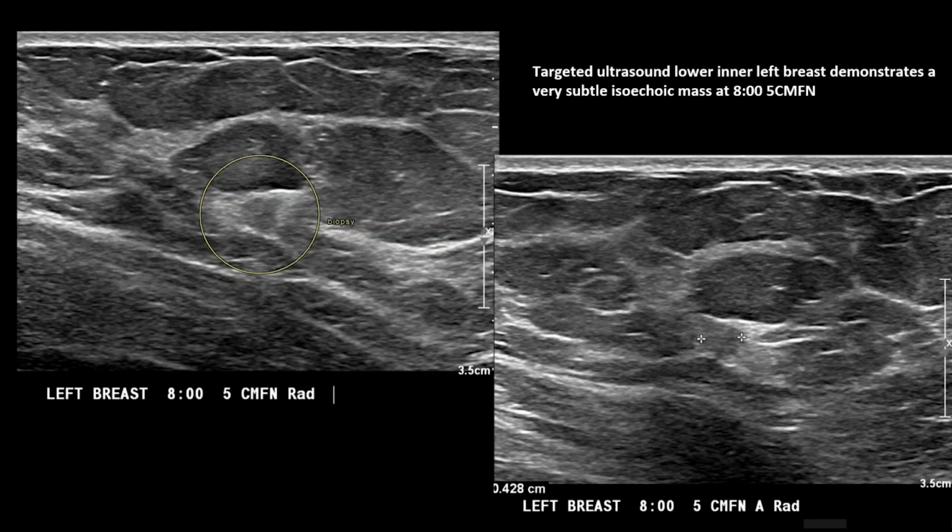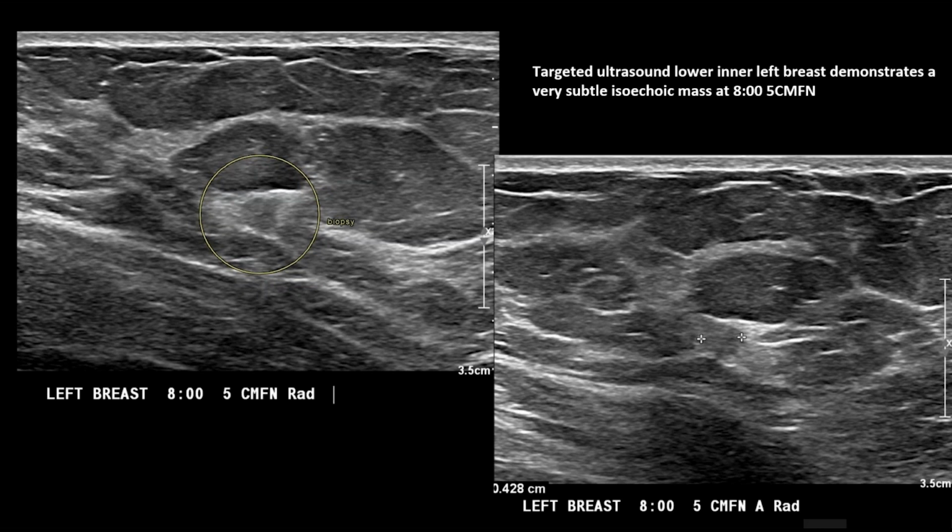Not only is the mammographic finding very, very subtle, as you can see here inside that yellow circle, at the 8 o'clock position on targeted ultrasound, there was a very, very subtle, hard to see isoechoic mass that corresponded to that finding. So not only was it really subtle on the mammogram, it was equally as subtle, and you can see how this would be very difficult to miss even on ultrasound. So thankfully we saw it on ultrasound.